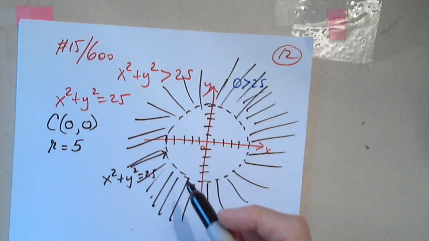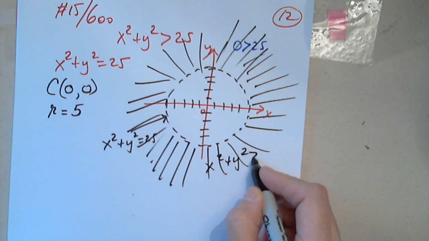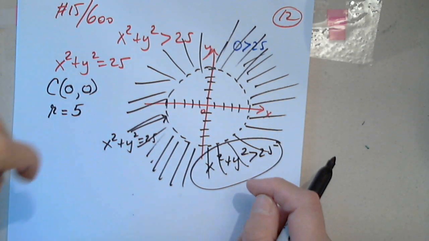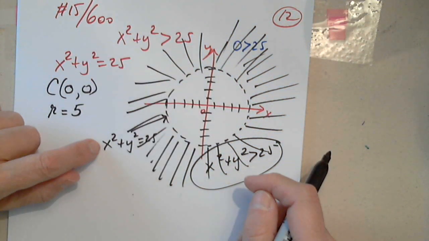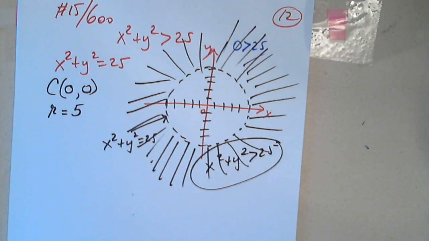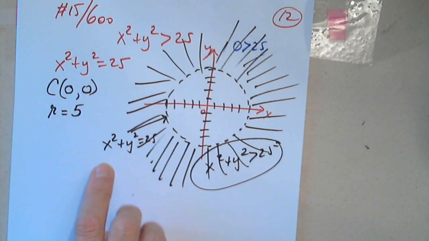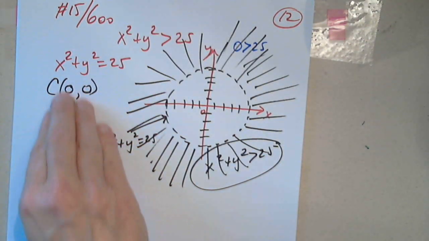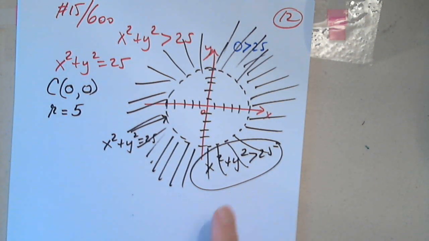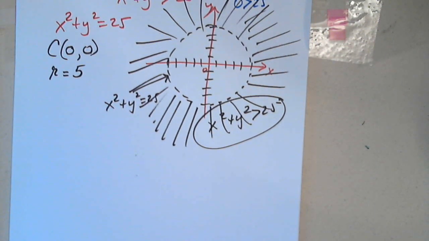Not points on the circle though. So all this area is x squared plus y squared greater than 25. Notice that the circle is the equation. The territory is the inequality. Do not confuse the two. Do not write that this is the inequality because it's not, it's the equation. And all this region around the circle represents solutions to this. Now we have the prep for systems.